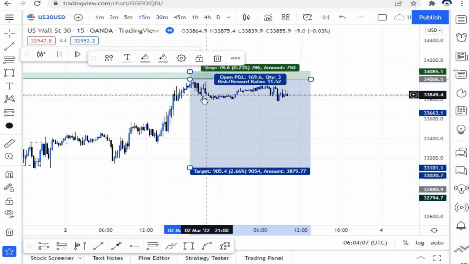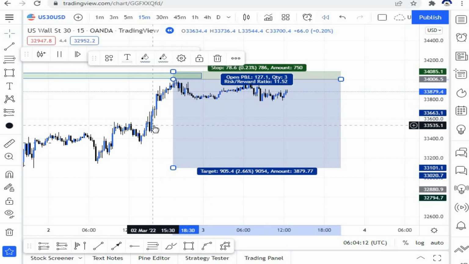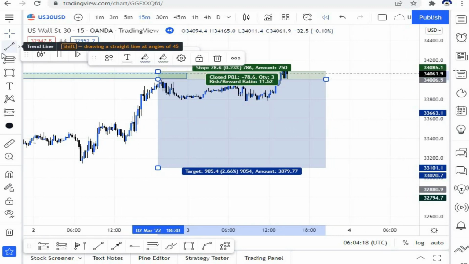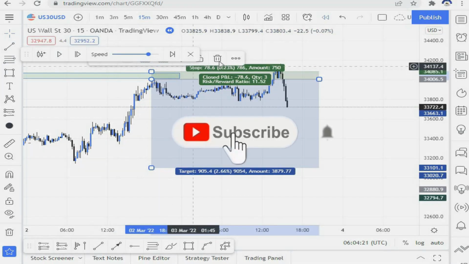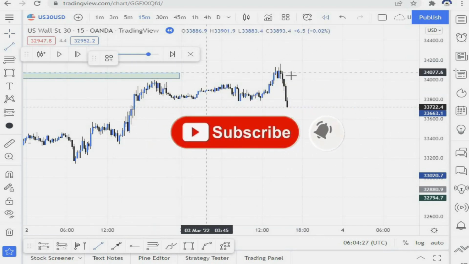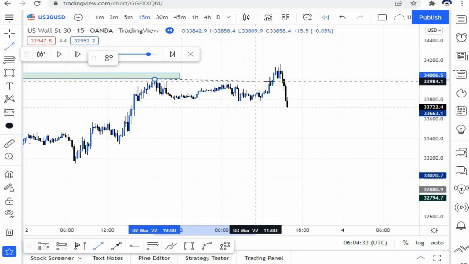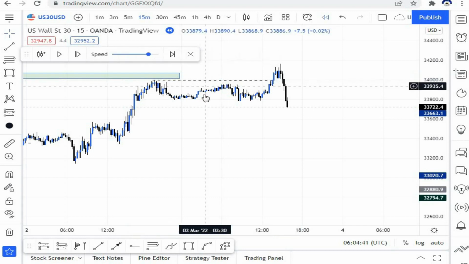As you can see now, price is just ranging, right? Price is just ranging. Let's see. Now, our SL was going to be smashed. As you can see, price went above and break the structure. But what I want you guys to understand is that whenever price break the structure, as you can see here, break of structure, right?